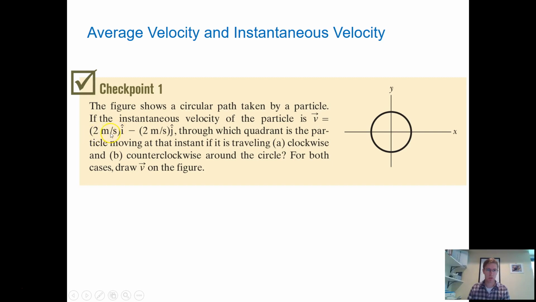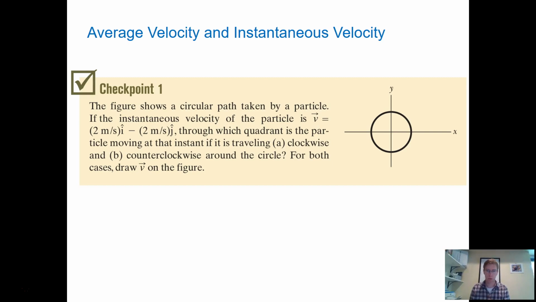So you have positive 2 meters per second in the x direction, and then a negative 2 meters per second in the y direction. If it's traveling clockwise for part A, where are you at the instant that the velocity equals this value? Weird question, think about it. And then what about if it's going counterclockwise? Okay, for both cases, I want you to think about it, maybe make a sketch, pause the video, and then we'll come back and check together.